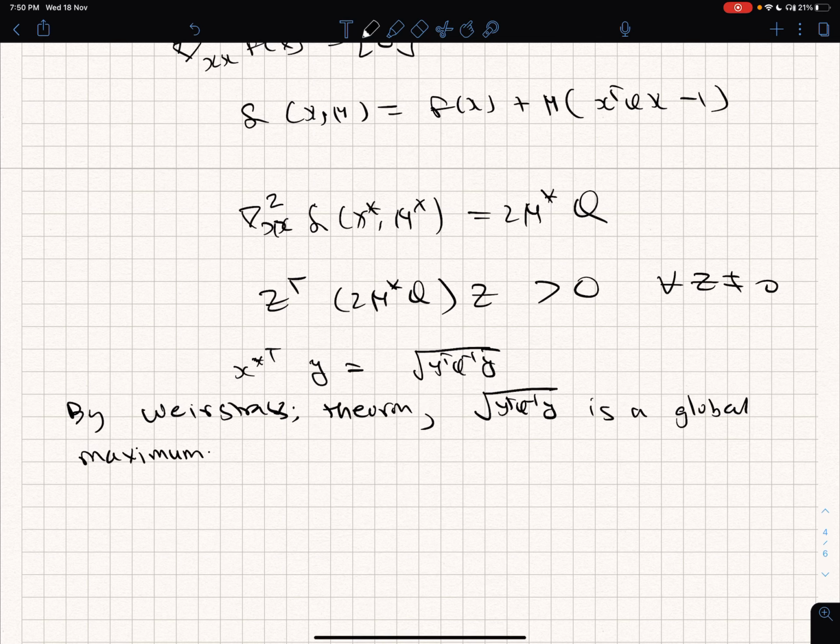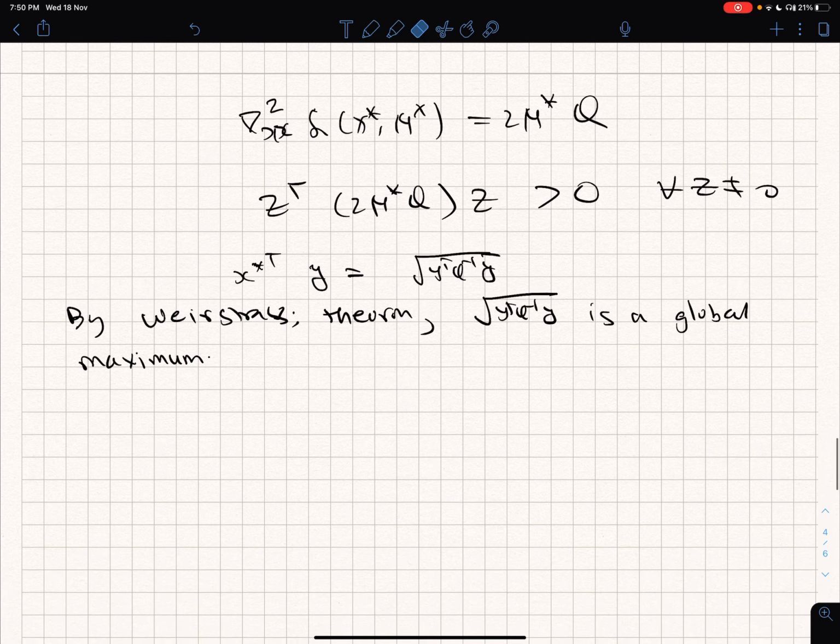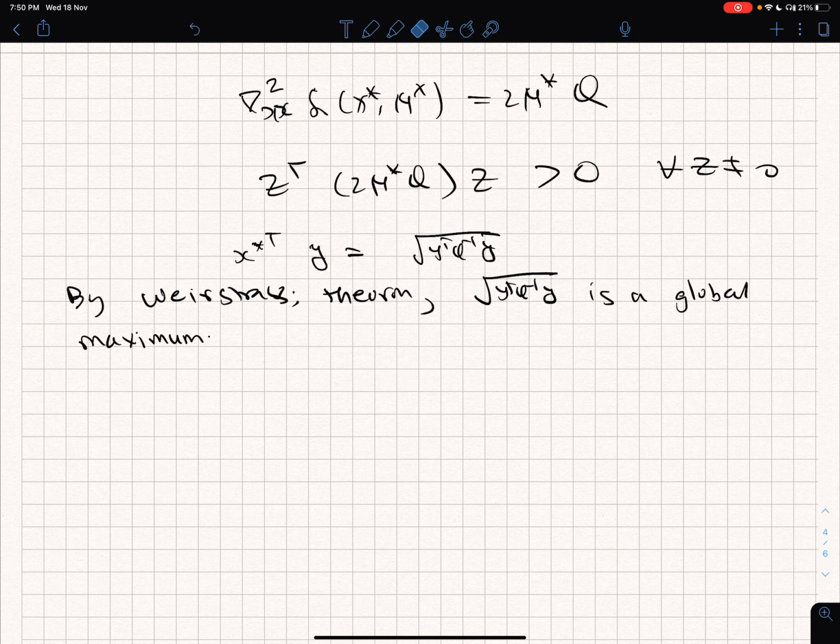I am bringing this here because if I want to derive a generic inequality, then I cannot be working with local maximums only. I have to work with global maximums. Okay. Now what is the global maximum? It is y transpose q inverse of y, as we have established. Now what is the inequality that we want to prove?